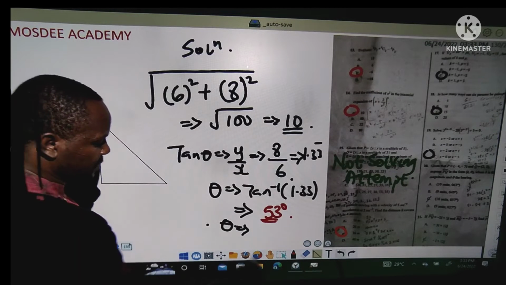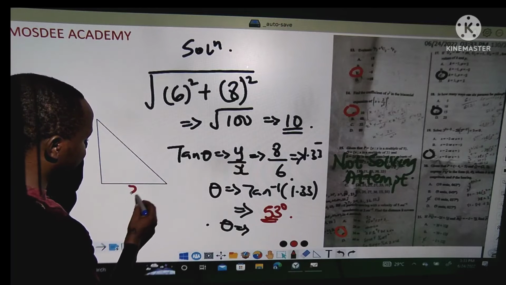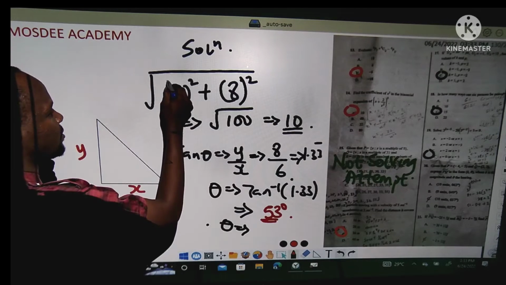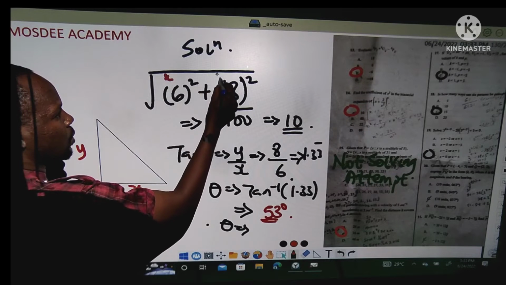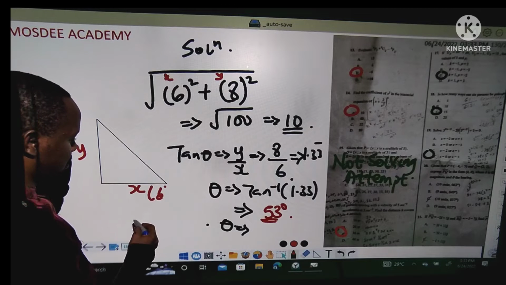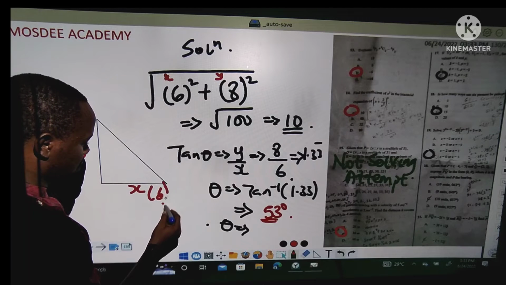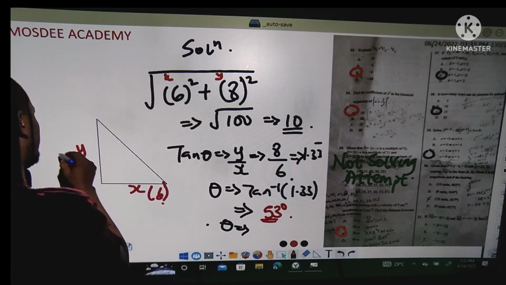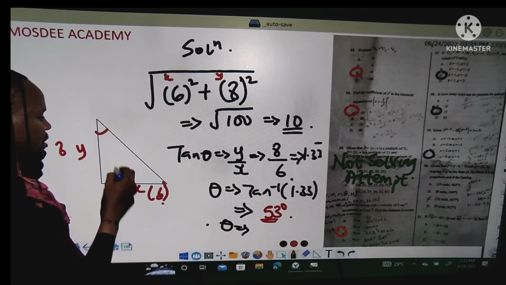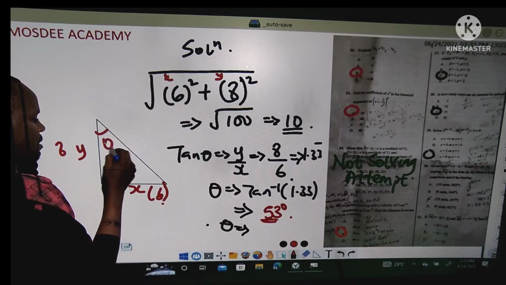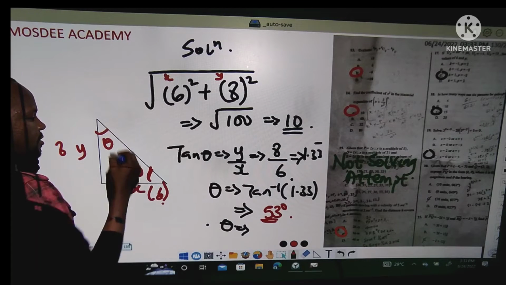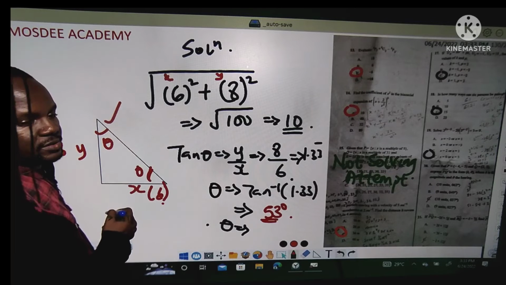Everybody knows this is the x-axis in the xy plane. That's the x-axis, and this is the y-axis. So I say x squared, y squared. So x here is 6, and y there is 8. This is the angle I have taken. It should have been 6 over 8. If I'm using 8 over 6, this is the angle I have taken. So this is the required angle I'm asked to calculate.